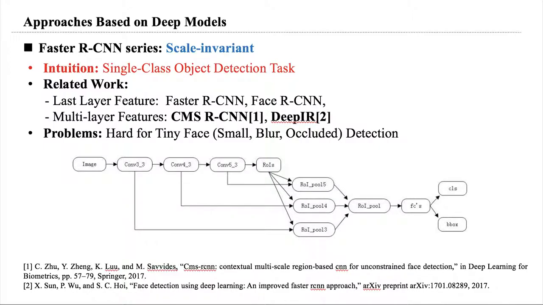Some variants of face detectors based on Faster R-CNN also explore using multi-layer features and aggregating them in the ROI pooling layer, like CMS and DP2MFD. The common problem of Faster R-CNN is that it is not good at finding tiny faces. The main reason is that they only extract high-level features and the ROIs may have large receptive field overlap.